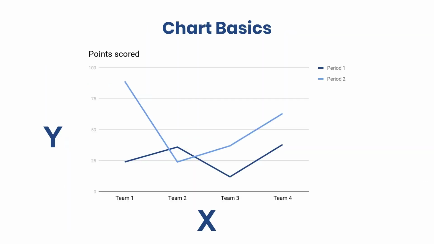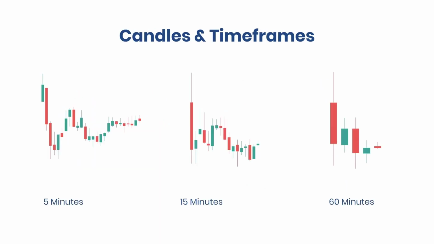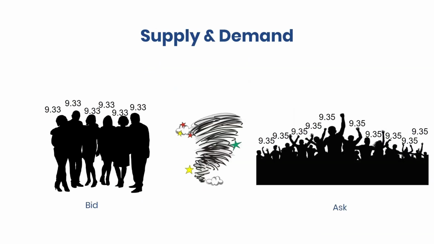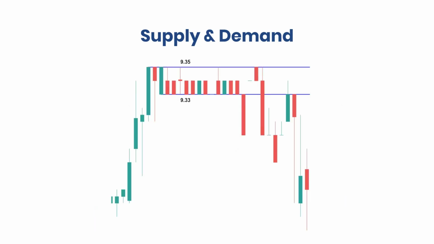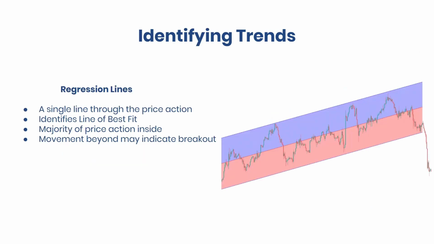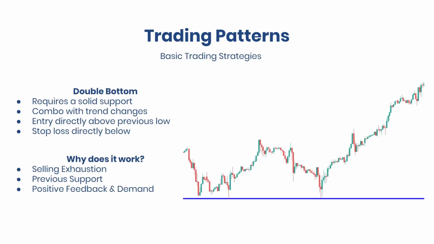We're going to talk about some chart basics, different types of charts. We're even going to cover candles and how candles nest inside different time frames and how that information is useful for you. We're going to talk about support and resistance and learn about how supply and demand actually creates different support levels. On top of that, we're going to talk about trends and counter trends, how to identify trends. We're going to talk about patterns and pattern psychology. And most importantly, we're going to provide you with some basic trading strategies so you can utilize the information you learned about support and resistance, trends, and patterns, and get started on your journey through technical analysis.